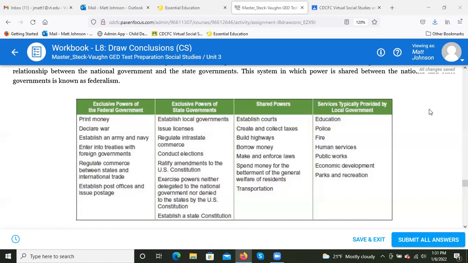These are powers that are delegated to them. Education, right? My daughter is in Dublin City School District. How many school districts are in Franklin County? There's a bunch. Those are all locally handled. Police, again, right? That's another one that's shared. We have them at local, we have them at county, we have them at state.